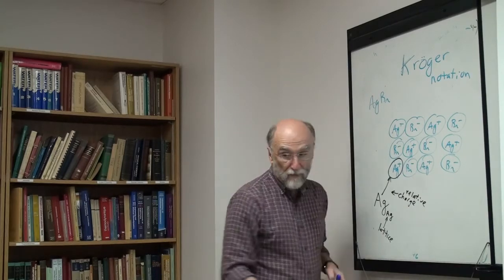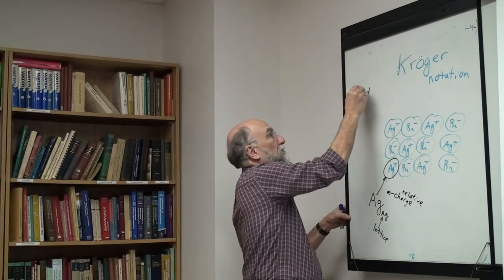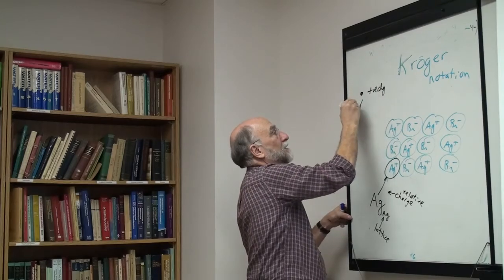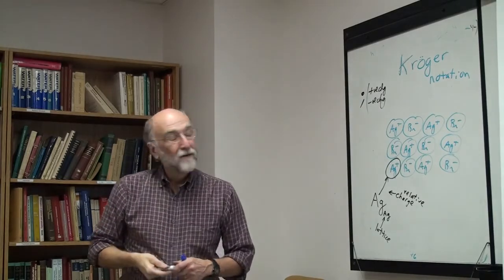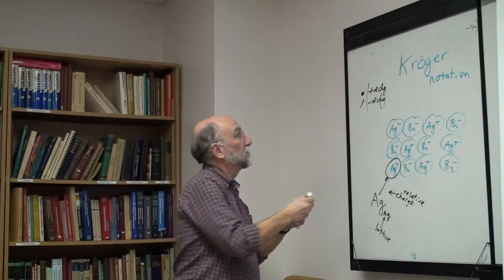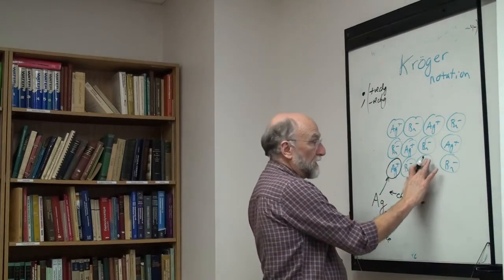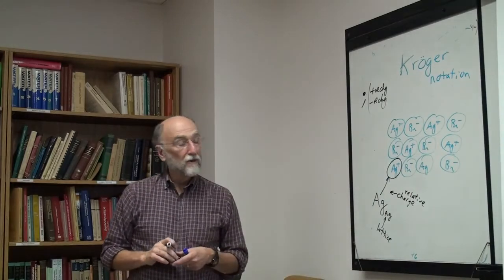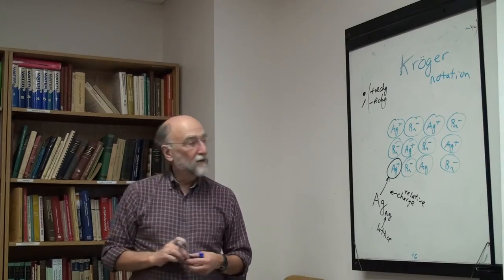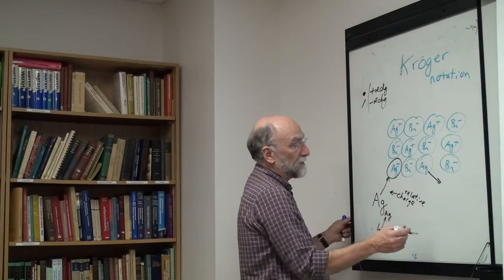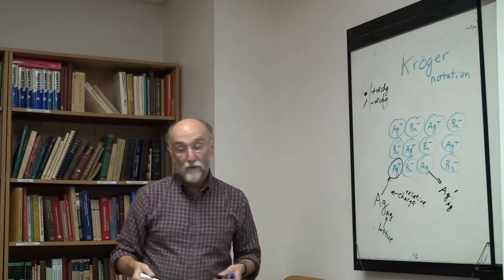Okay, the symbol we use for plus and minus, just so it doesn't get confused, is this: a dot is a positive charge, and a little slash like this is a negative charge relative to what's normally there. Let us suppose we have a neutral silver atom on the site. That's a defect. So this neutral silver atom would be silver on a silver site with a negative charge relative to what's normally there.